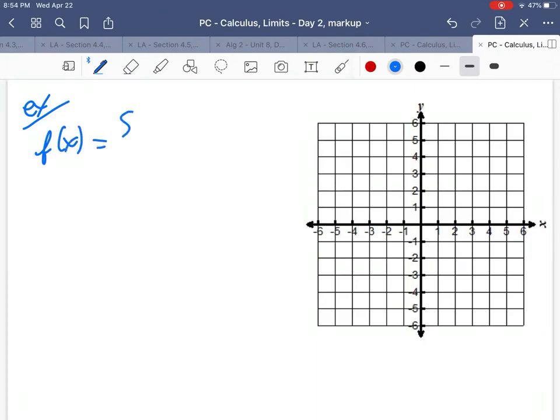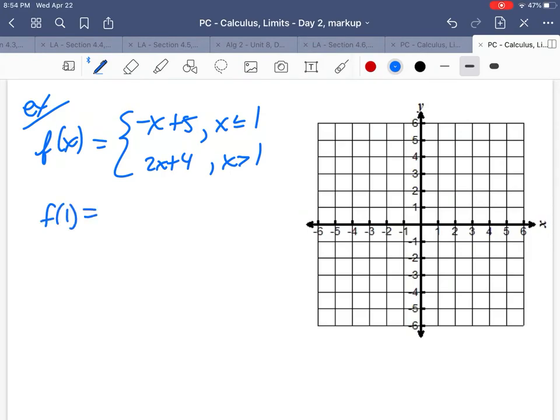And let's do this one. f of x equals negative x plus 5. So y equals negative x plus 5 if x is less than or equal to 1, and it's y equals 2x plus 4 if x is greater than 1. All right, so those are just two linear functions. So I want to ask you this. What's the function's value at 1 itself? So if it's 1 itself, you see that I'm going to be using this guy up here. So if I plug 1 into that, I get negative 1 plus 5, so I get 4.